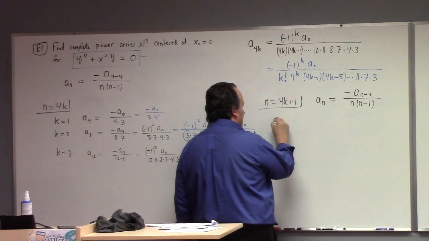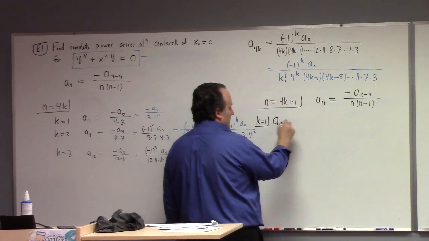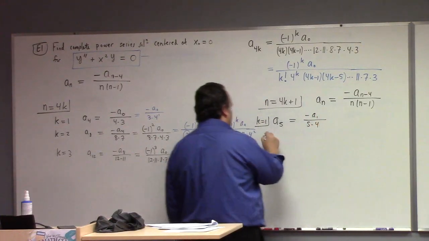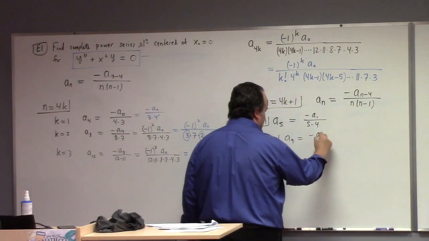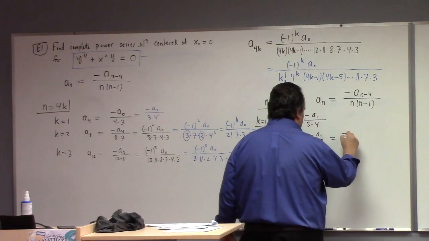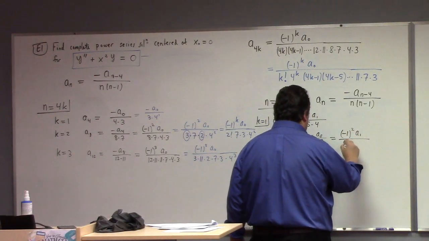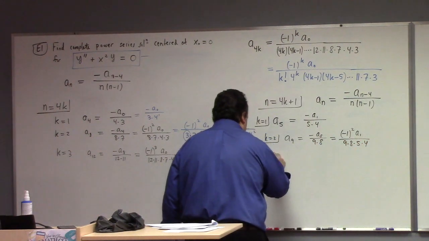So this is a sub 5. For k equals 1, a sub 5 is minus a sub 1 over 5 times 4. For k equals 2, we get a sub 9 is equal to minus a sub 5 over 9 times 8, which by the way is minus 1 squared times a sub 1 divided by 9 times 8 times 5 times 4.